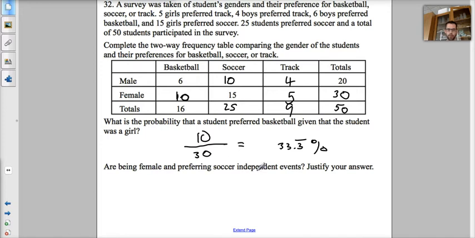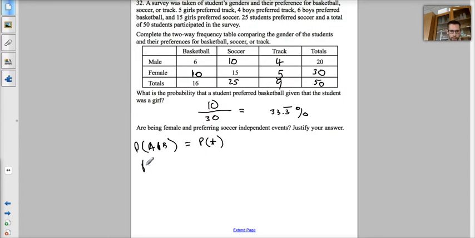Are being female and preferring soccer independent events? Justify your answer. So I want to know if the probability of A given B is the same thing as the probability of A. So that means, is the probability of being female given that you prefer soccer the same thing as the probability of being female? So of students who prefer soccer, there are 25 students who prefer soccer, and of those 25, 15 are female.